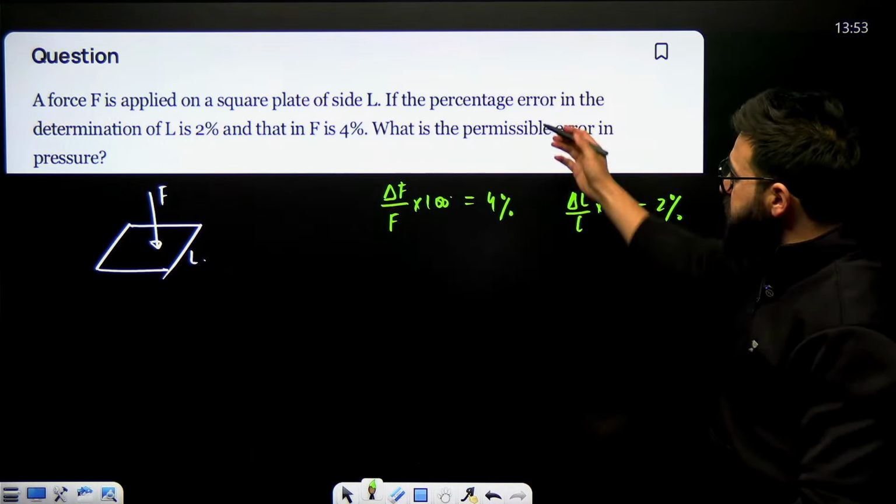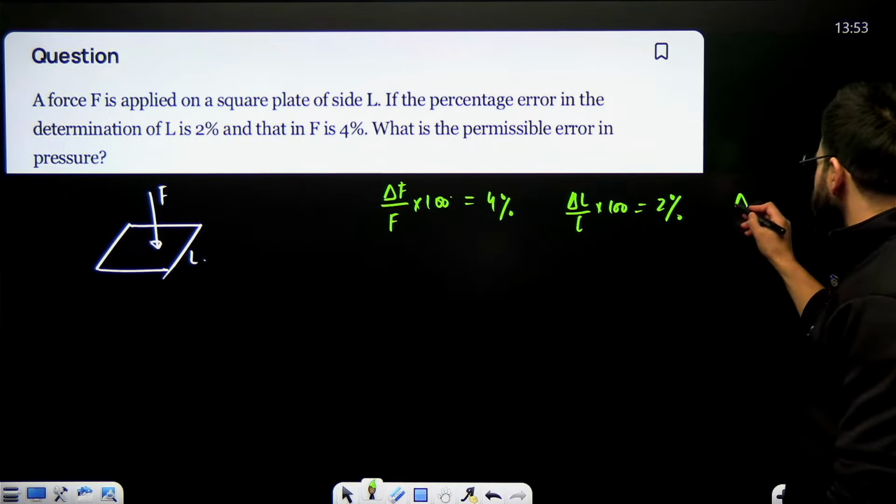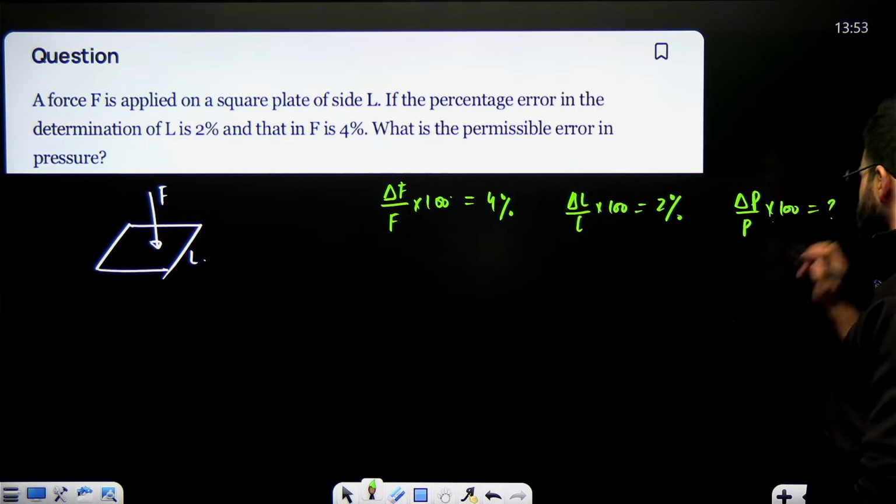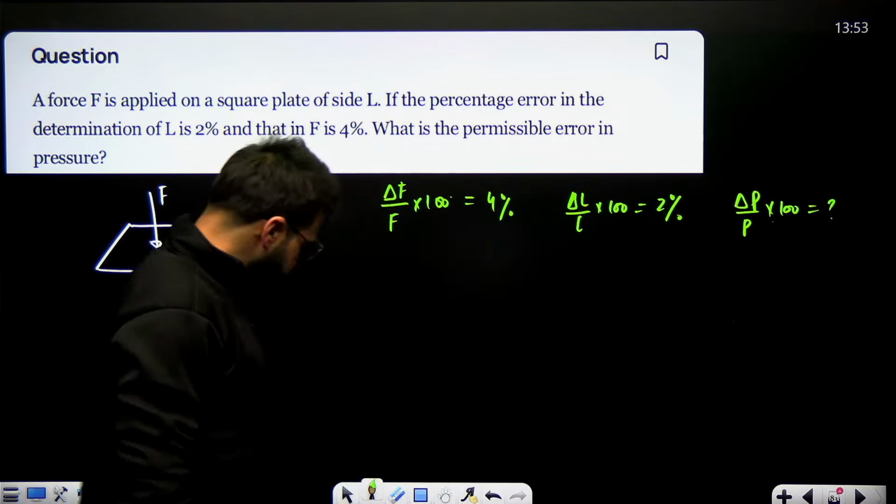You are supposed to find what is the permissible error in the pressure, that is delta P by P into 100. This is what you are supposed to calculate. Guys, it is very simple.